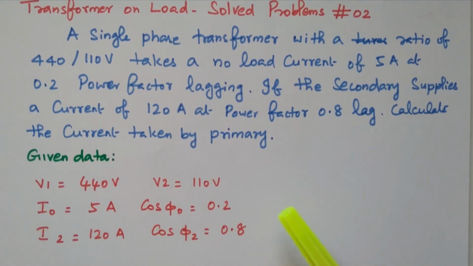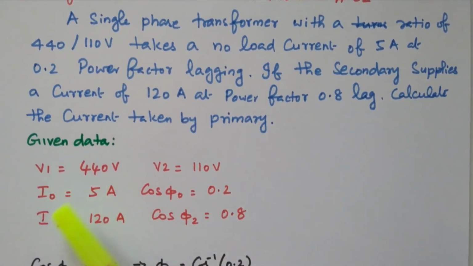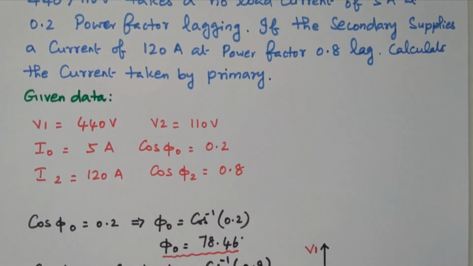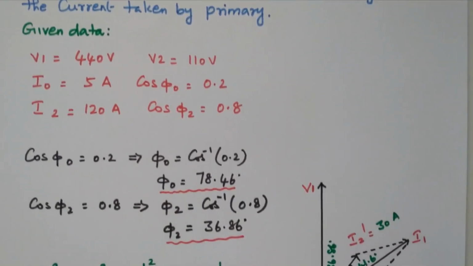So by analyzing the given data, V1 equal to 440 volt, the primary voltage, and V2 is 110 volt. Then I naught is 5 ampere, the no load current. For that the power factor cos phi naught equal to 0.2. Under the loaded condition, the current taken by the secondary is I2 equal to 120 ampere, and the corresponding power factor cos phi 2 equal to 0.8. So the voltage is available, no load and full load current are also available. We need to find the current taken by the primary winding.